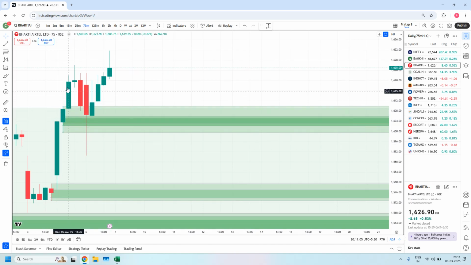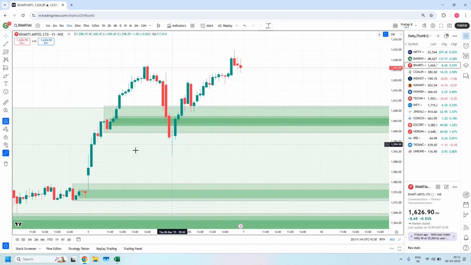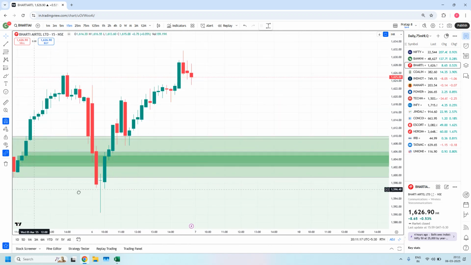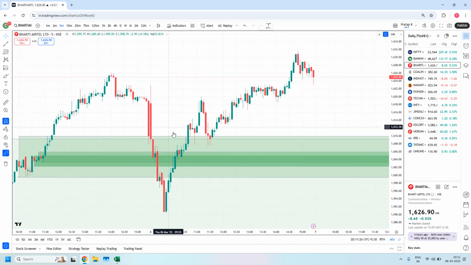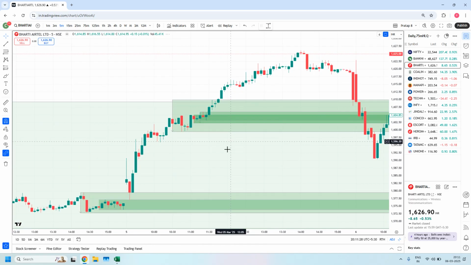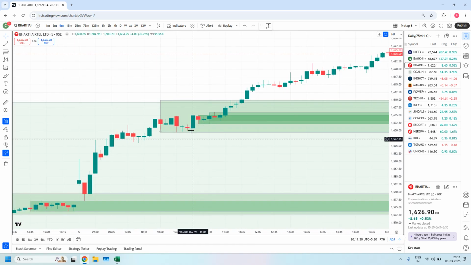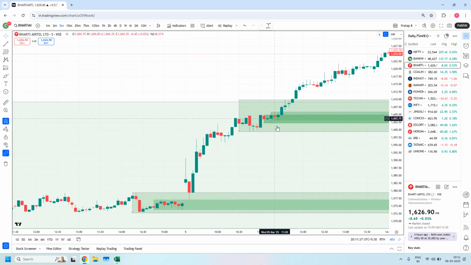Rally, base, rally. In this rally, base, rally, we have a 75 minute zone. Inside, we have a fine-tuned 15 minute zone. Go to 15 minutes. See here again you have a rally candle, base candle and a rally candle. Rally, base, rally. Within this 15 minutes, again you have a 5 minutes fine-tuned area. Go to 5 minutes time frame. In the 5 minutes time frame, you are seeing a rally candle. You have 1, 2, 3, 4, 5 base candles and a rally candle.